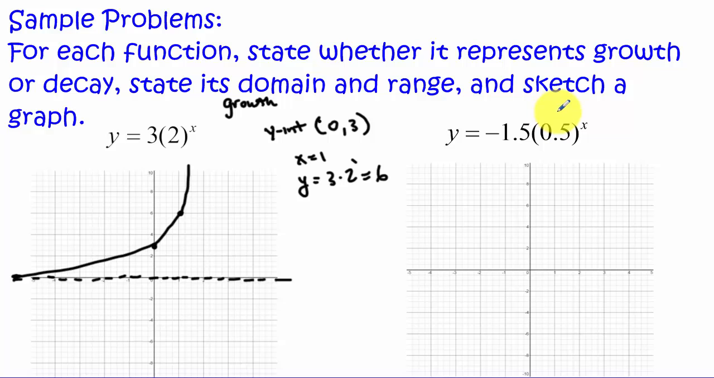This time b is less than 1, so we have decay. And our a is negative, so it's going to be flipped. So we're still going to have a horizontal asymptote of y equals 0. Since a is negative, the graph is going to have negative y values, and it's going to approach the horizontal asymptote on the right side because it's decay.